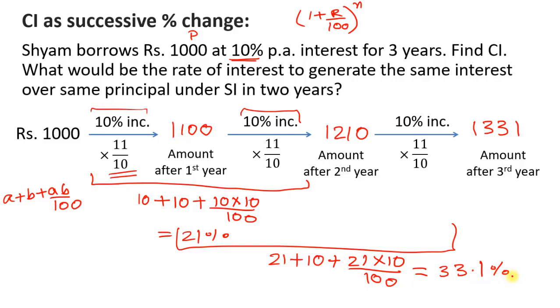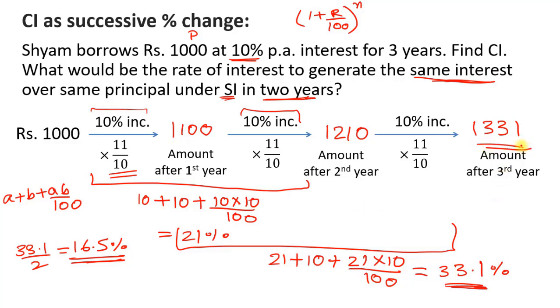Now if we want the same overall increment under simple interest for 2 years, okay, this is what's given in the second part of the question. We want the same interest under simple interest in 2 years. So we can divide this overall increment by 2. 33.1 upon 2 will give 16.5% as the rate of interest for simple interest. So the same principal of rupees 1000 at a 16.5% rate will give this same amount at the end of 2 years under simple interest.